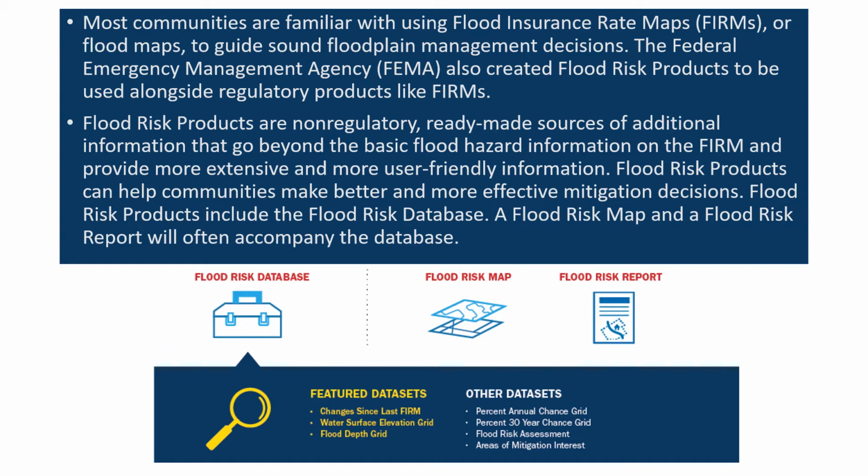Flood risk products include the flood risk database, which stores the changes since last FIRM, water surface elevation grids, and flood depth grids. It may also store the percent annual chance grid, percent 30-year chance grid, flood risk assessment, and areas of mitigation interest. A flood risk map and a flood risk report will often accompany the database.